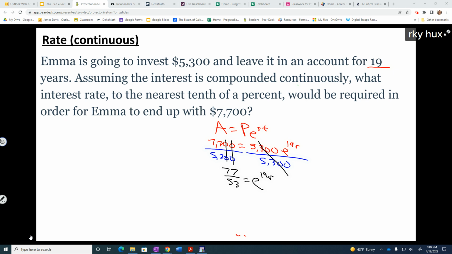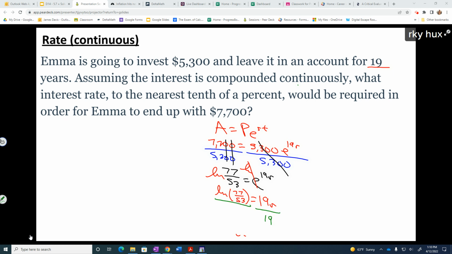Now, what do we do from this point? The 19th root? Yeah, you went natural on this one. Anytime you have an e with the variable in the exponent, the 19th root won't work because we've got an r up there as well. The way we undo this is take the natural log of both sides. Because natural log and e cancel, and that brings the 19r down. So we have natural log of 77 over 53 equals 19r. And then we just divide by 19.